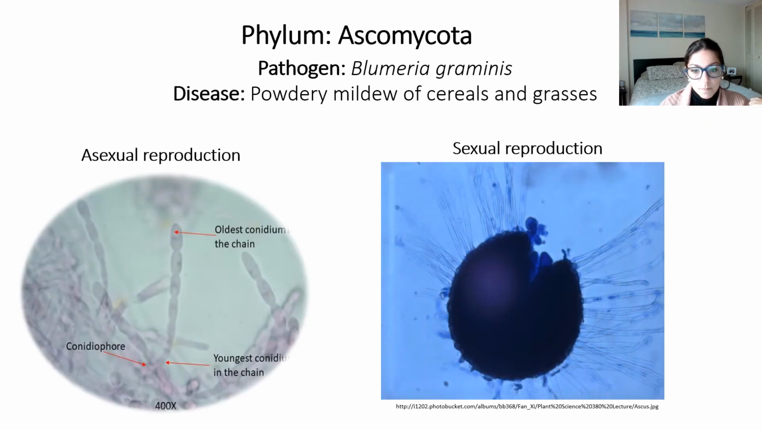mycelioid appendages. In this picture, we have the asexual reproduction. So we have different conidiophores which are produced on top of the leaves, and we have a chain of different conidia. The conidium which is closest to the conidiophore is the youngest conidium in the chain, and the one that we get farther apart is the oldest conidium in the chain. Here we have the cleistothecium of Blumeria, and we get to see that it has mycelioid appendages.